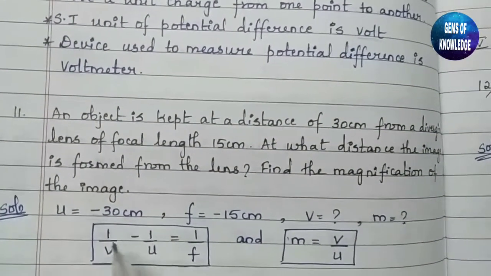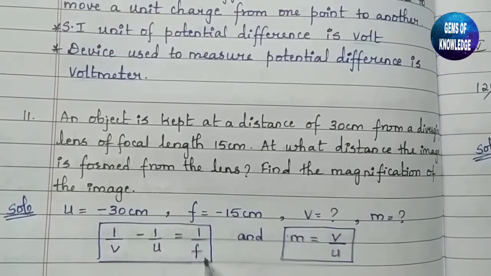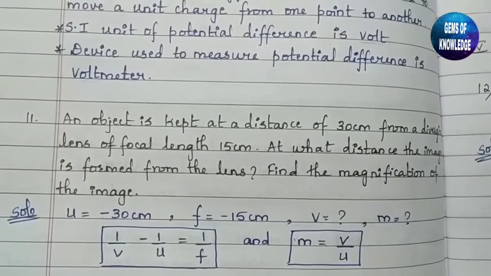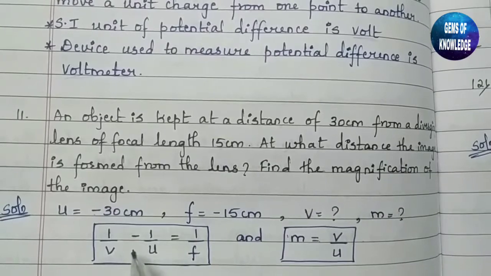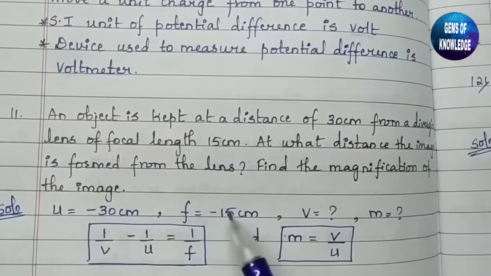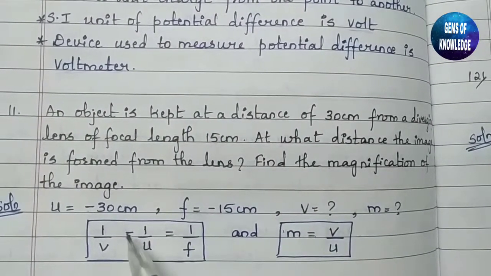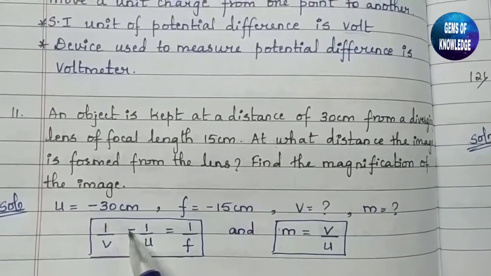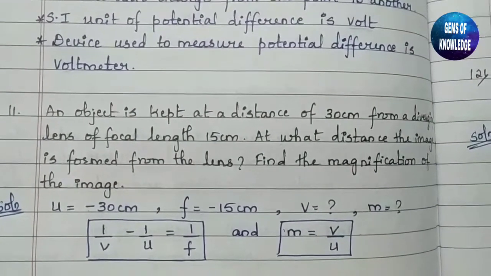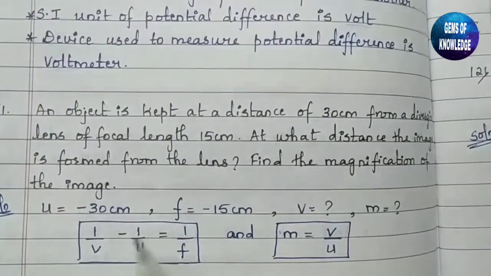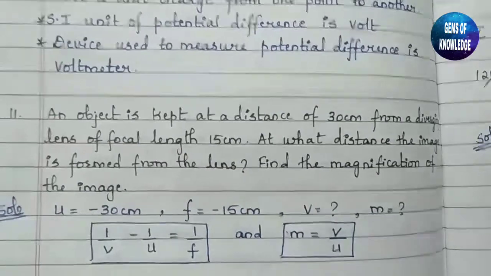Okay, so these are the formulas. 1 by v minus 1 by u equals 1 by f. This is nothing but the lens formula. Similarly you will get one more formula, that is the mirror formula, where you will get plus in between. So there is a difference between your lens formula and mirror formula. The basic difference is that in the lens formula you get 1 by v minus 1 by u, whereas in the mirror formula you get plus in between. And this is the magnification formula, m equals v by u.